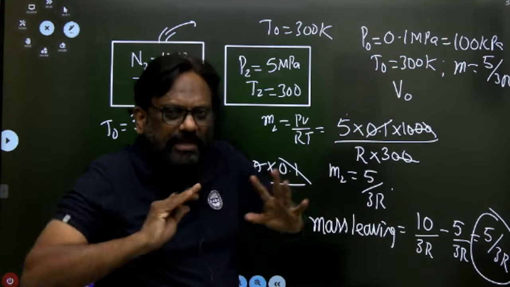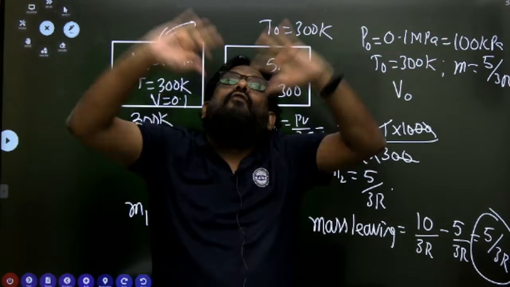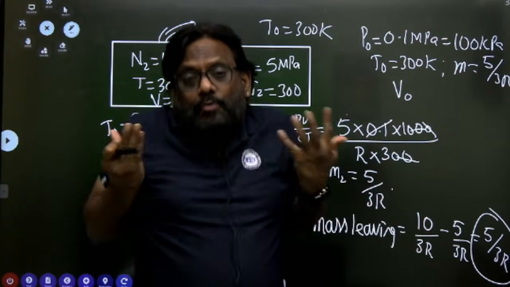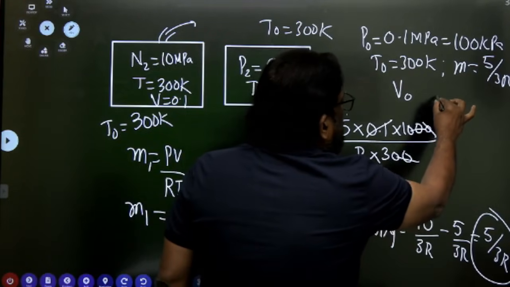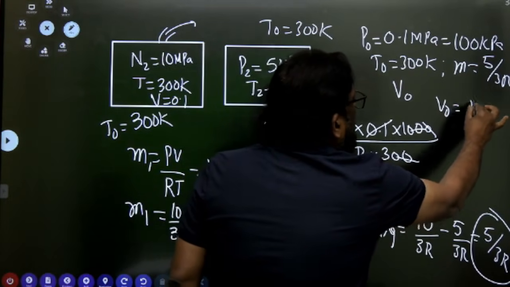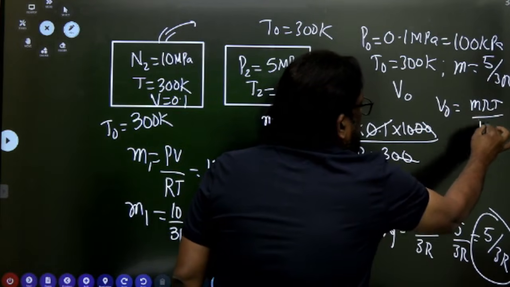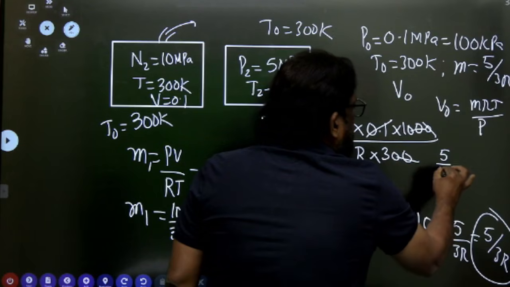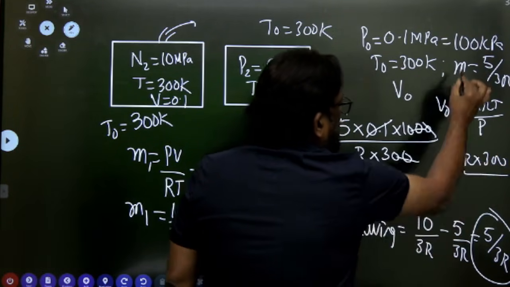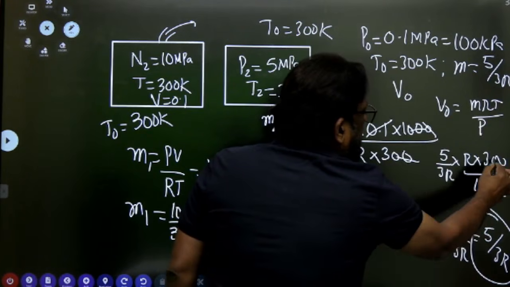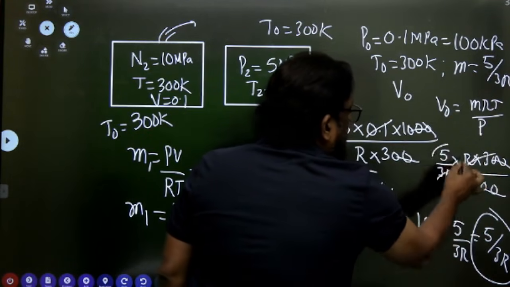तो एक काम करते हैं. तो ये mass बाहर जाने के बाद कितना volume occupy कर रहा है एक बार चेक करेंगे. Now you may be wondering ऐसा क्यों कर रहा है? I'll let you know everything. तो PV is equal to MRT. So V is equal to MRT by P. Mass is 5 by 3R into R and the temperature is 300 and the pressure is 100 kilopascal. So ये गया, RR गया, 3 गया, 5 meter cube.